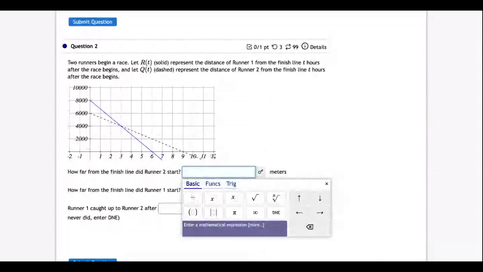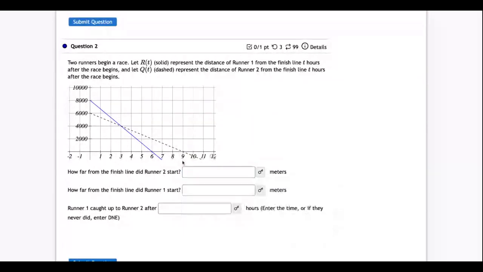Well, what's the beginning? How far from the finish line did runner 2 start? Runner 2 is Q of t. So Q of t is represented by the dashed one. What do you see? 6,000, right? 6,000. How far from the finish line did runner 1 start? Runner 1 is the solid. He started at 8,000.